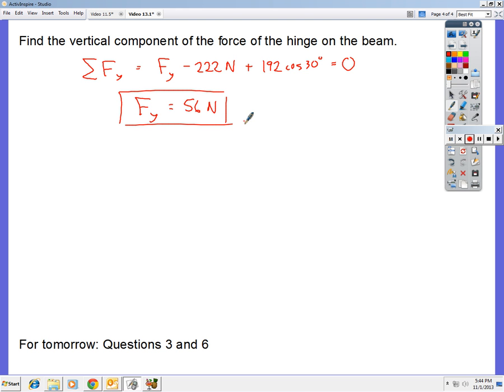So all pretty straightforward. Complicated, but if you remember to work it in steps, you get the sum of the torques, the sum of the forces in the x direction, the sum of the forces in the y direction, it's not so bad. Now what I'm going to be checking tomorrow are questions 3 and 6 from chapter 13. Although at this point you should be able to do all the chapter 13 questions and problems, not that there are that many of them.